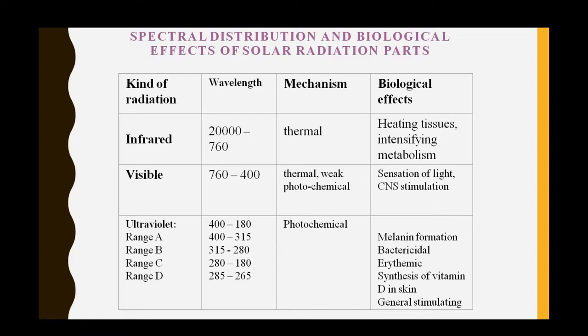Visible light: wavelengths from 400 up to 760, mechanism thermal and weak photochemical. Biological effects are sensation of light and CNS stimulation. Ultraviolet, which is divided into different ranges A, B, C, D, with wavelength 400 and less. Mechanism photochemical. Biological effects: melanin formation, bactericidal effect, erythemic effect, synthesis of vitamin D in the skin, and general stimulating effect.